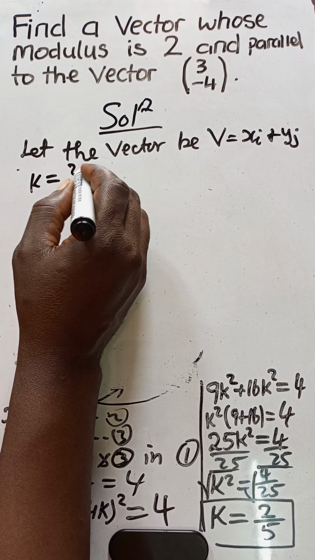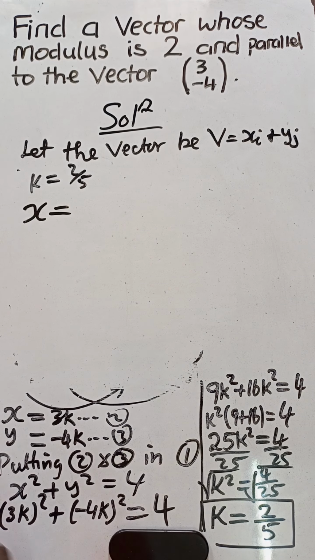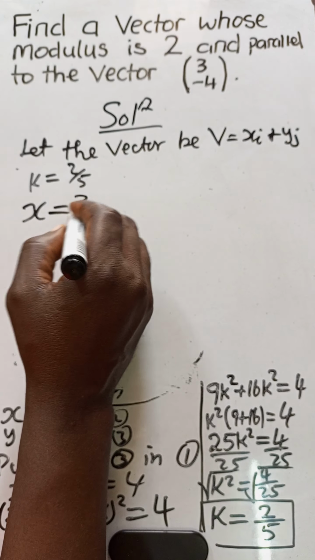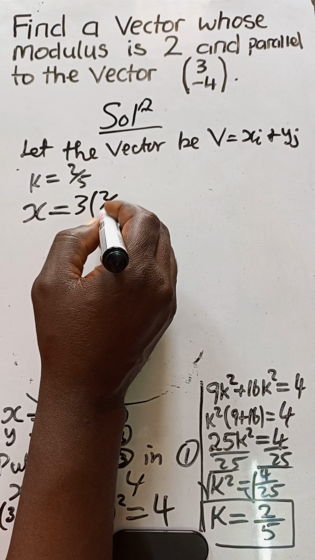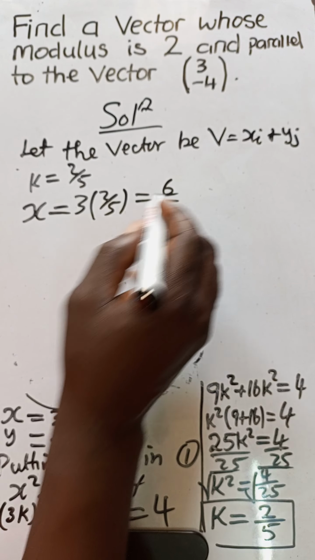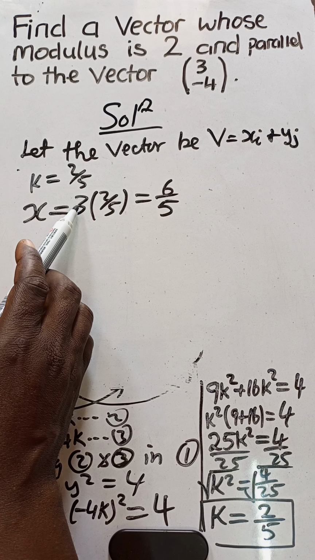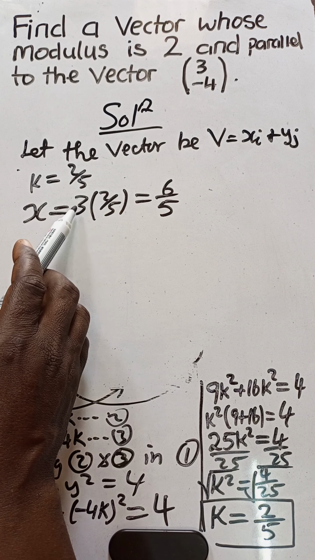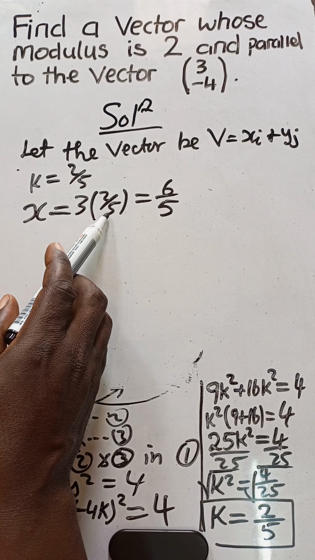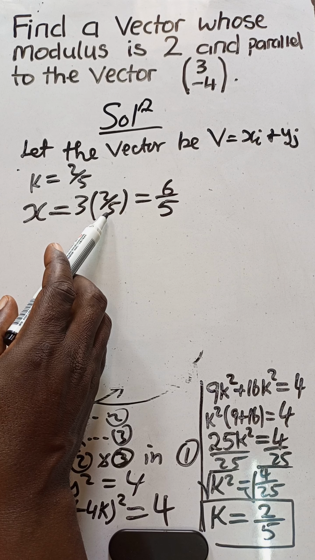k is 2/5. Now, x therefore becomes 3 into 2/5, which is 6 all over 5. Pay attention. Here, the 3 multiplies the numerator. It does not also multiply the denominator. There's a video that I already did earlier on that explains that.